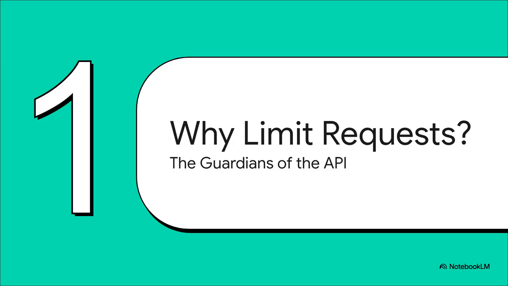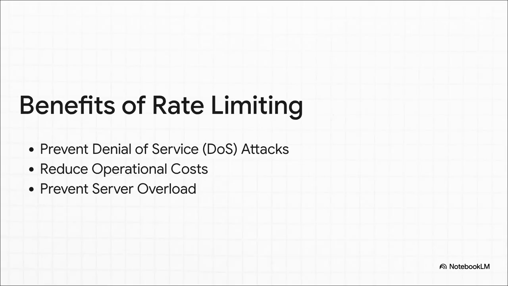First up, why do we even need to bother limiting requests in the first place? Well, you can think of rate limiters as the essential guardians standing at the front door of any API or online service, and their job is absolutely crucial. It really all boils down to three main benefits. First off, they're your front line of defense against denial of service, or DOS attacks, filtering out those crazy floods of traffic. Second, they can save you a ton of money, especially if your service relies on third-party APIs that charge you per call. And finally, and maybe most obviously, they keep your own servers from getting overloaded, which keeps your service snappy and reliable for everyone else.